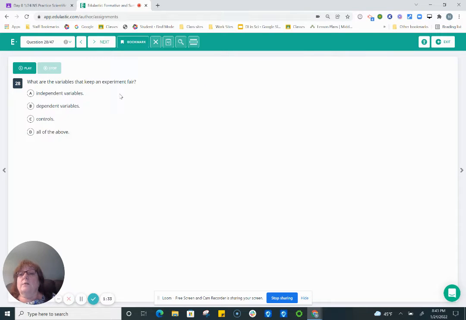What are the variables that keep an experiment fair? It means everything is going to be the same. That would be the controls.